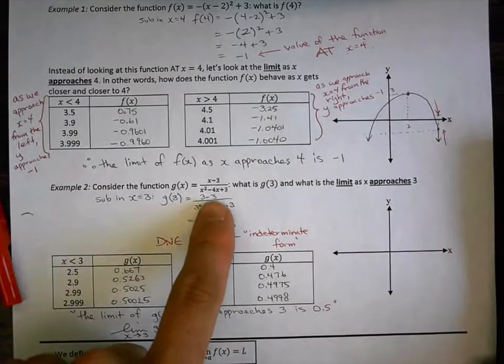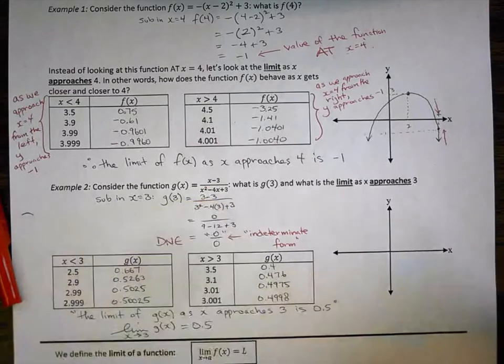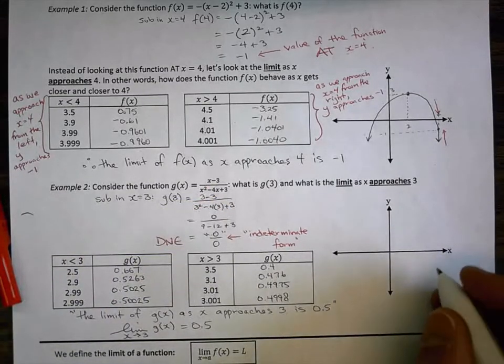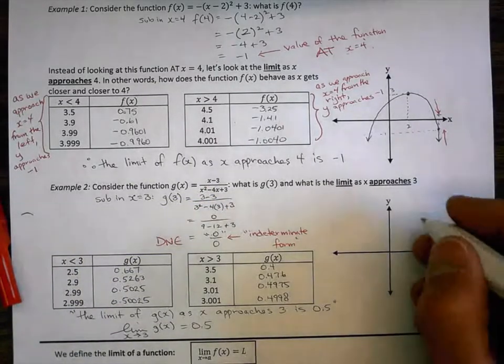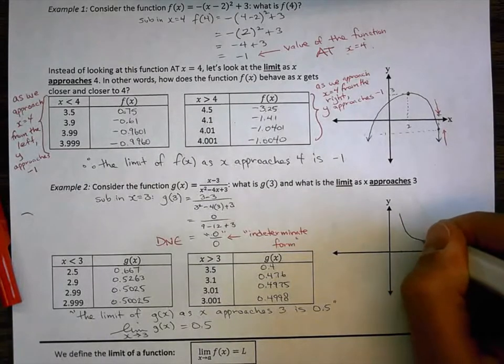Now, we can't graph things like this. Remember, I told you you're never going to get a rational function like this in IB, but I can tell you what it looks like. It looks like this.